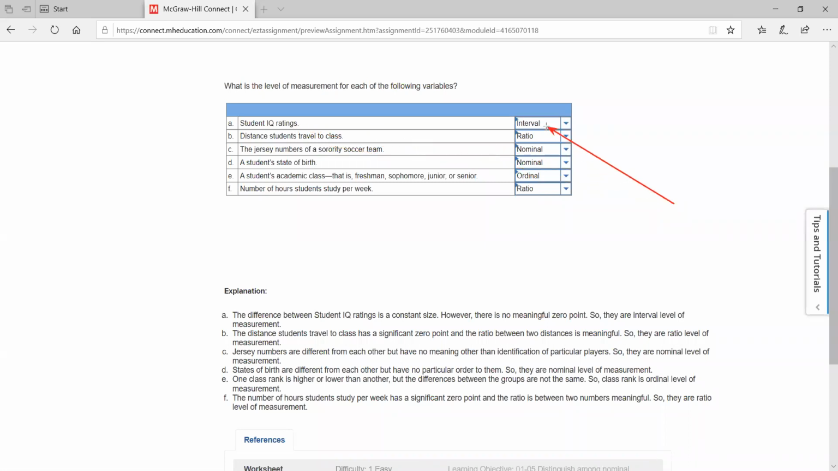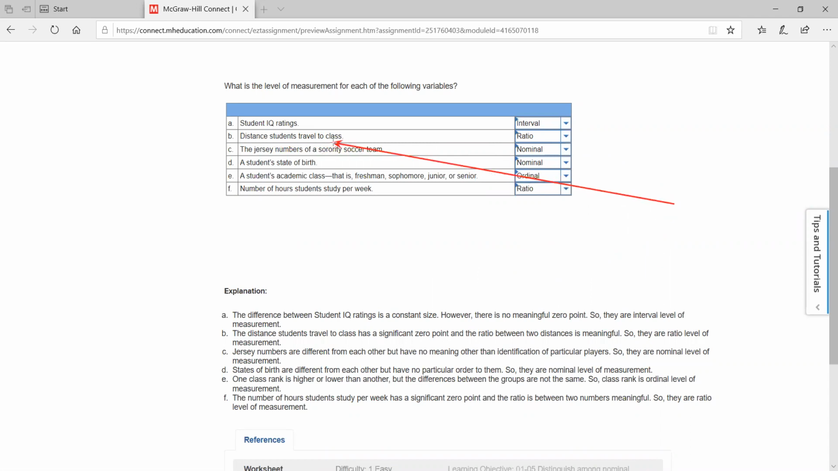They're going to call that interval because essentially the IQ ratings are a constant size. There's no meaningful 0 point. They always will mention this meaningful 0 point. If it had that, then it would possibly be ratio. But in this case, you're just going to say it's interval.